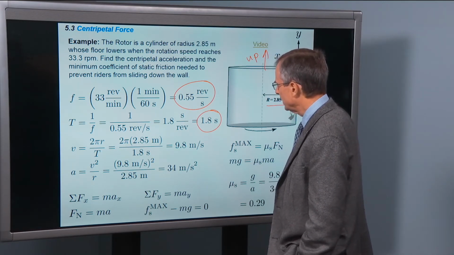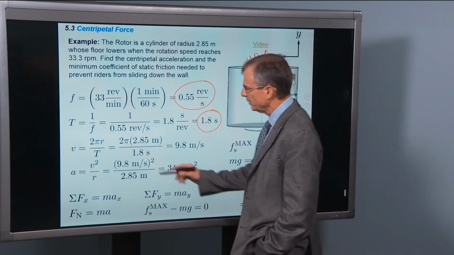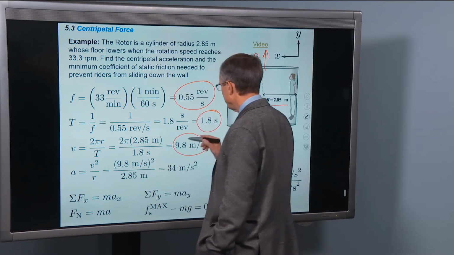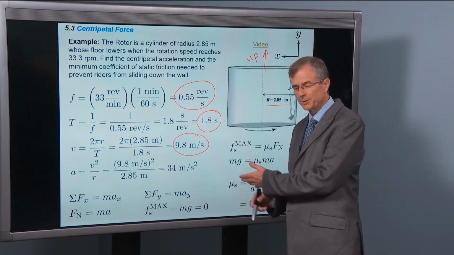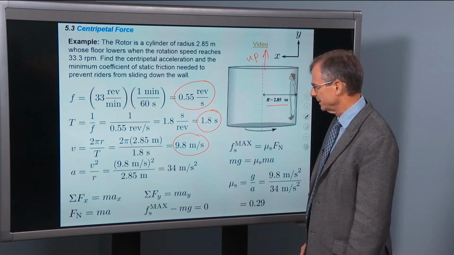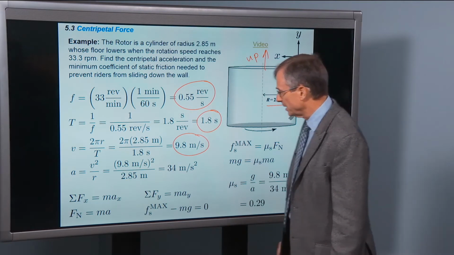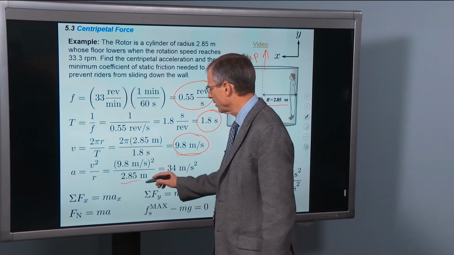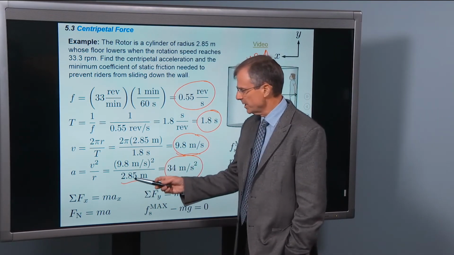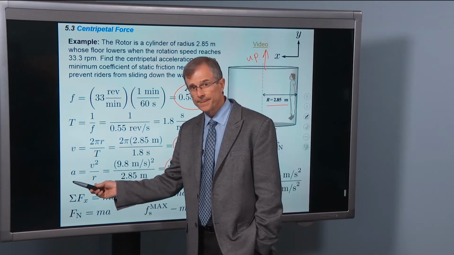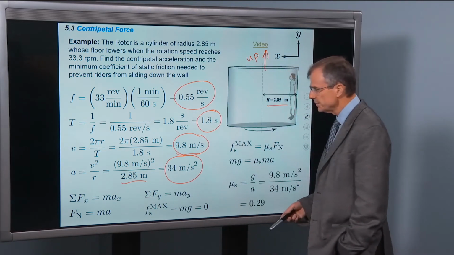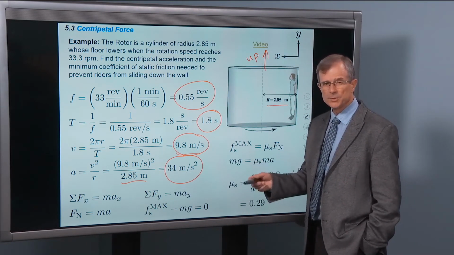Then the speed that this person is going, we can find from 2 pi r over T. We did an example like that previously as well. Plug the numbers in, we get 9.8 meters per second. It just so happens to look like 9.8 meters per second squared, but it is a speed, 9.8 meters per second. Then the acceleration is v squared over r. We just found the speed. We know what r is. That's 2.85 meters. We can plug in and find the acceleration, called what kind of acceleration? Centripetal acceleration. Perfect.